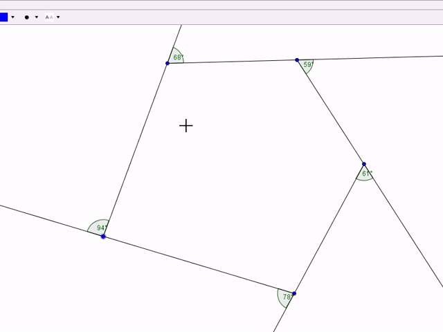Here's another key that you're going to have to use. Remember, the interior, this one right here, and the exterior are supplementary. So if I wanted to find this interior angle, I could go 180 minus 68, and I've got this angle right here. So that should help you out a little bit.